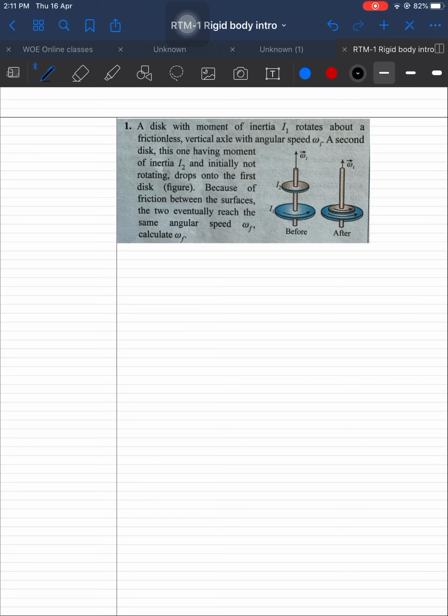A disc with moment of inertia I1 rotates about a frictionless vertical axis with angular velocity omega 1, and a second disc with inertia I2, initially not rotating, drops onto the first disc. See carefully. Sir, there is a force, right? You may ask.